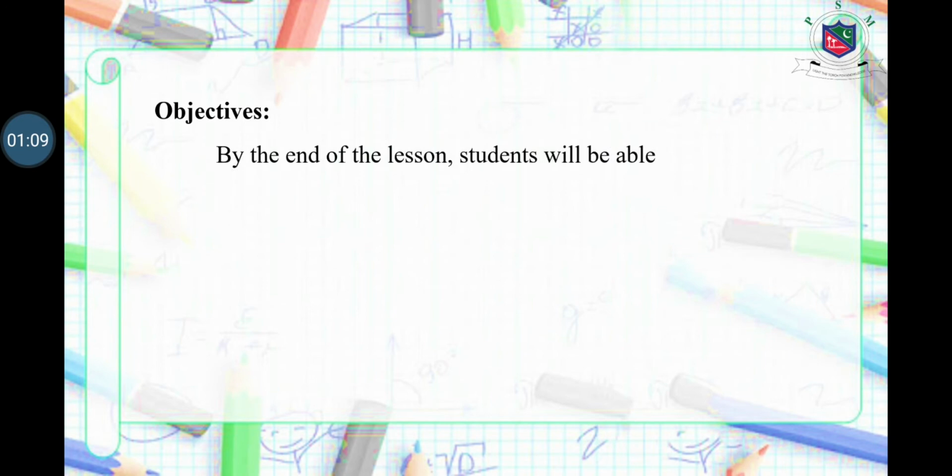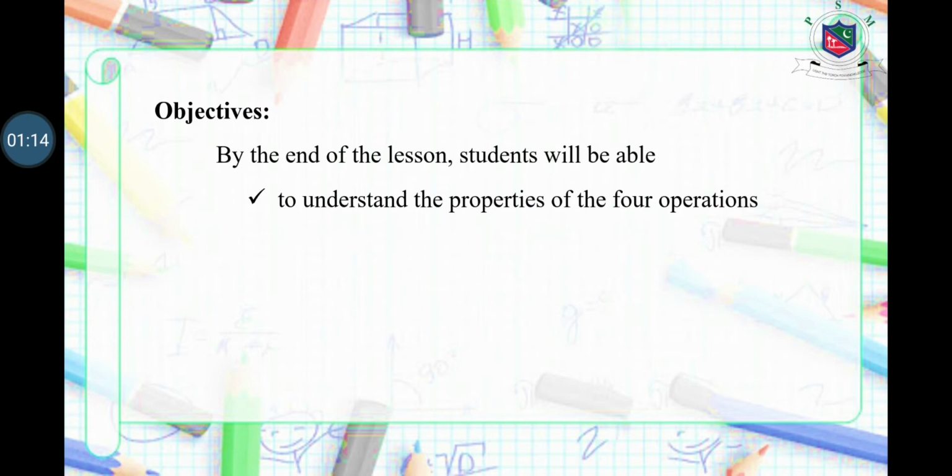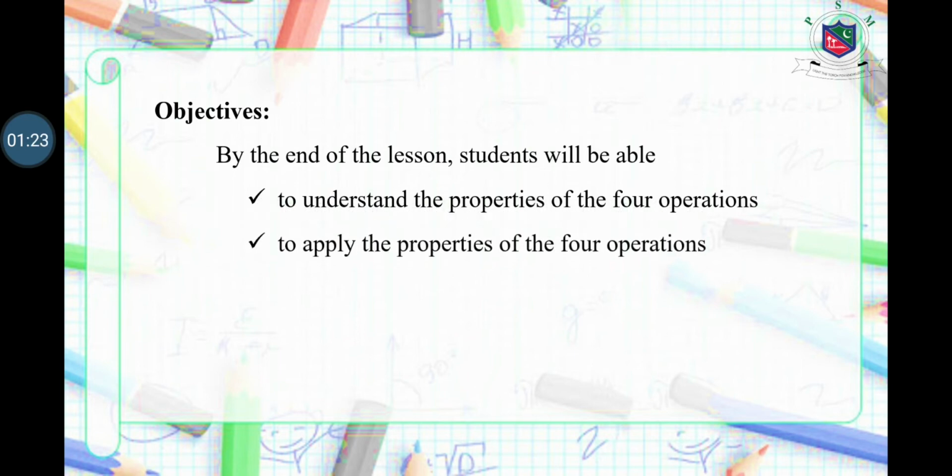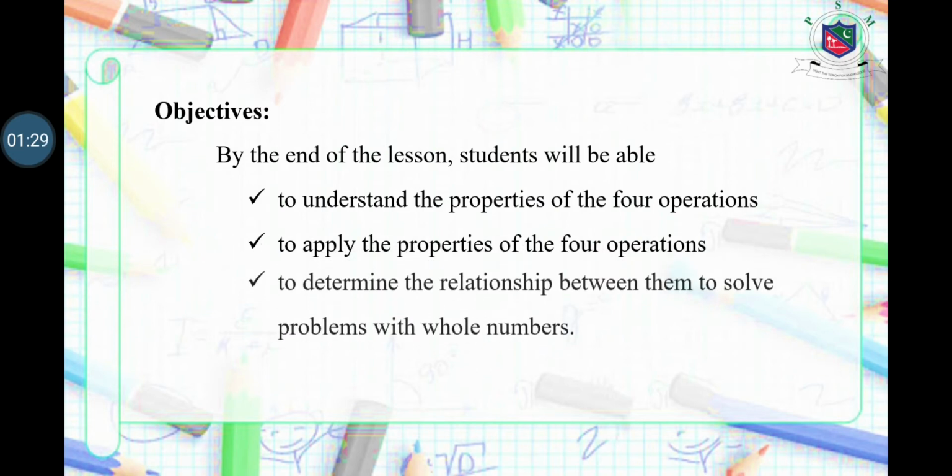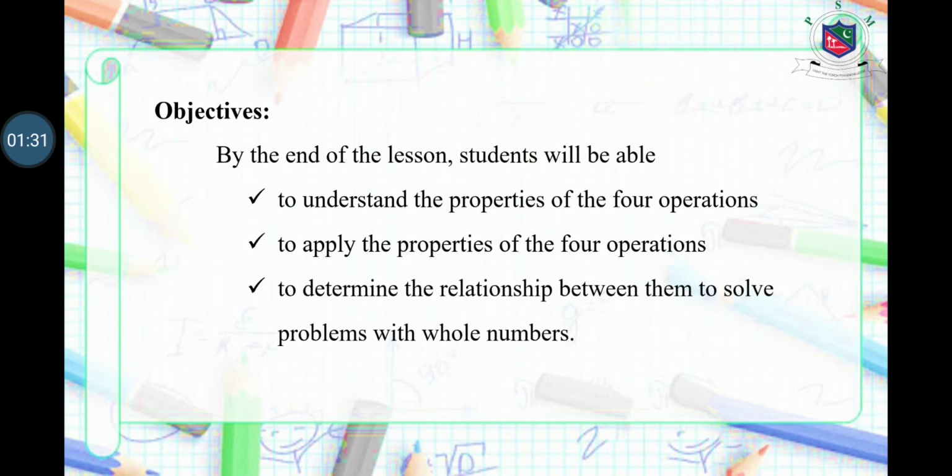Before starting our lesson, the objectives of our today's lesson are: by the end of this lesson, we shall be able to understand the properties of 4 operations, means addition, subtraction, multiplication and division. We shall be able to apply the properties of the 4 operations. And we shall be able to determine the relationship between them to solve problems with whole numbers. So dear students, let's start learning about our today's topic.